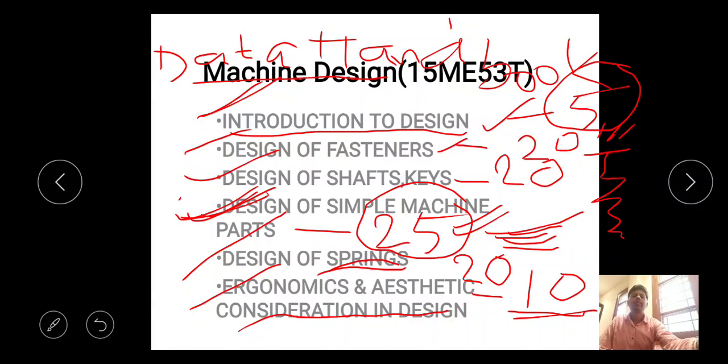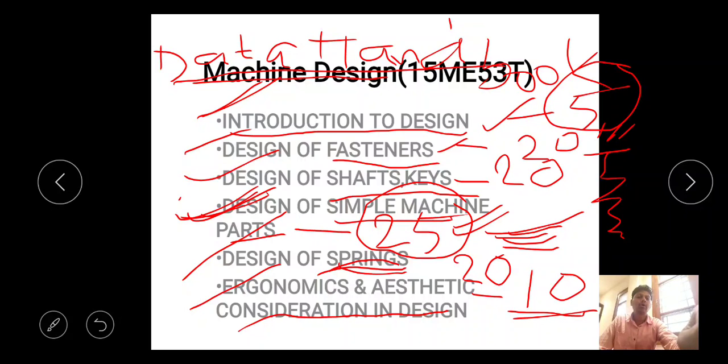The data handbook will be provided where you have all the formulas. All the types of formulas, that is, if you are taking fasteners, nut and bolt formulas, shaft and key formulas, simple machine parts like knuckle joint and quarter joint formulas, then spring formulas, all the types of formulas are already there in the book. That is the design data handbook.